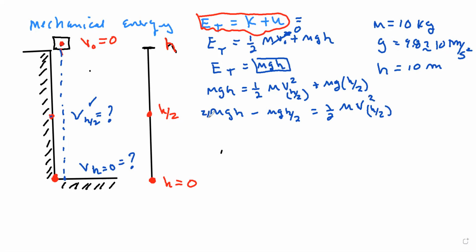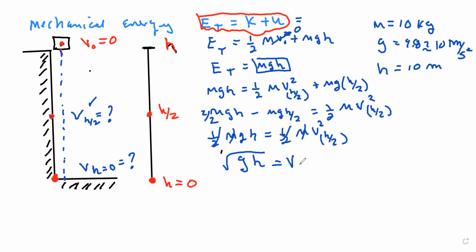And you can put a 2 over 2 right here. So 2 over 2 minus 1 over 2 is going to give you 1 over 2 mgh, which is equal to 1 over 2 m v squared at h over 2. So you can get rid of the 1 over 2 and the masses. So the square root of g times h is going to be equal to the velocity at h divided by 2.